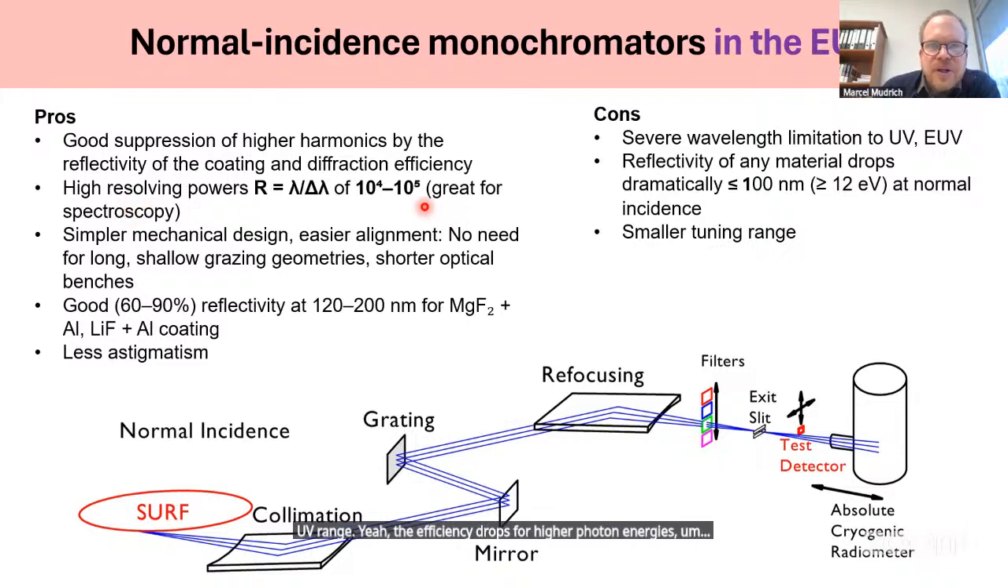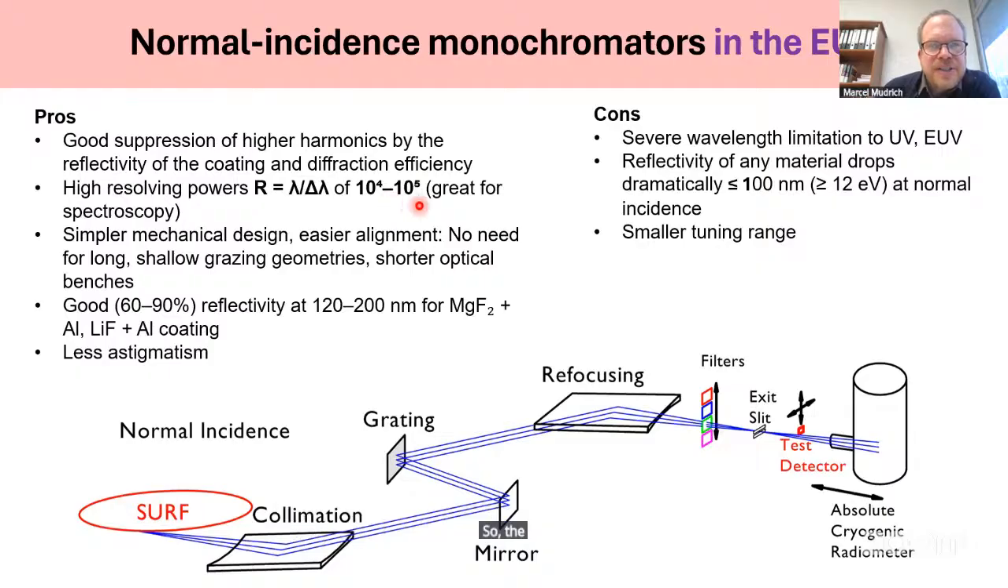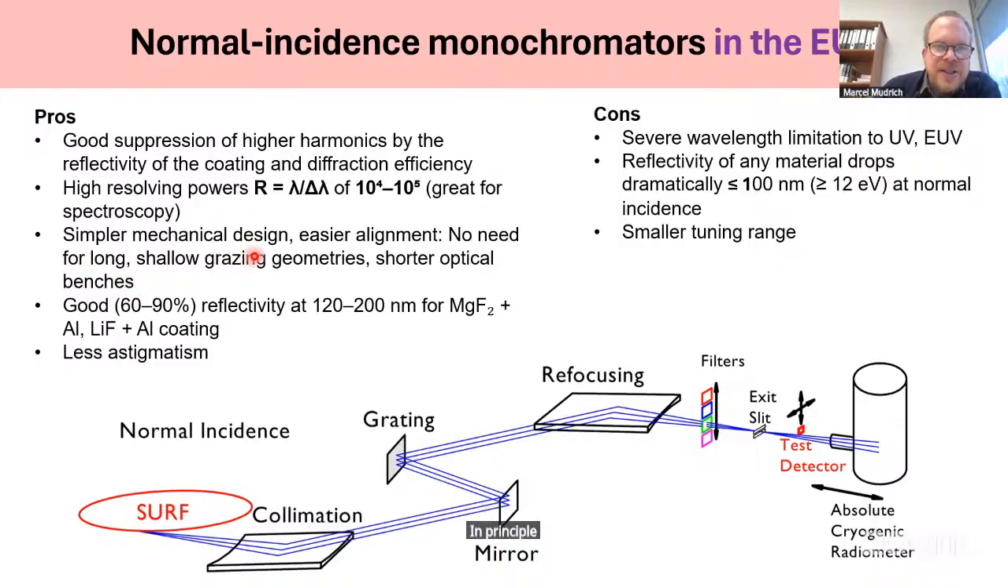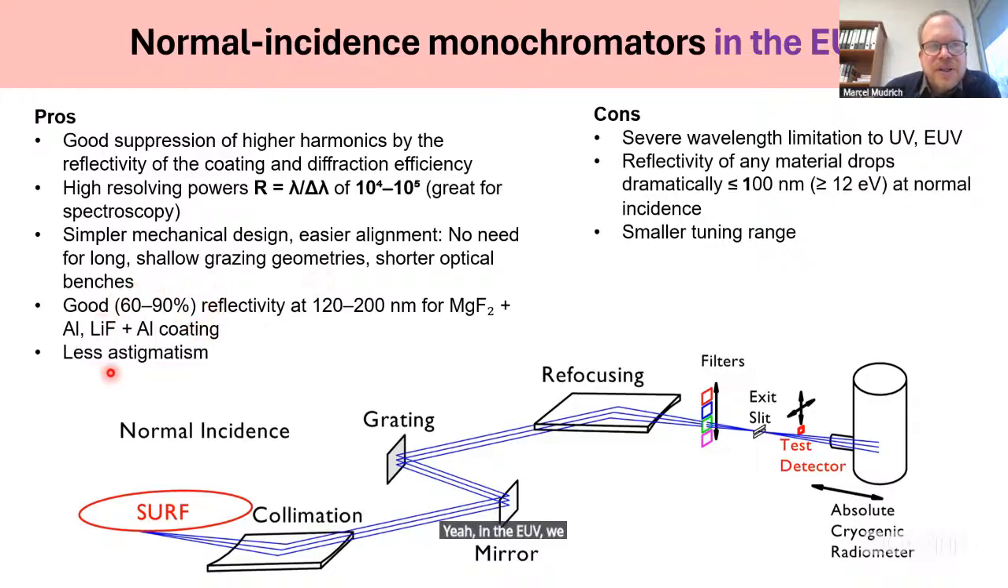It has very good resolving power, so the degree of monochromatization is very high, which is very good for spectroscopy. In principle, the mechanical design is easier because we don't need these very long, shallow grazing incidence geometries. In the EUV, we get quite good reflectivities, and astigmatism is also reduced.